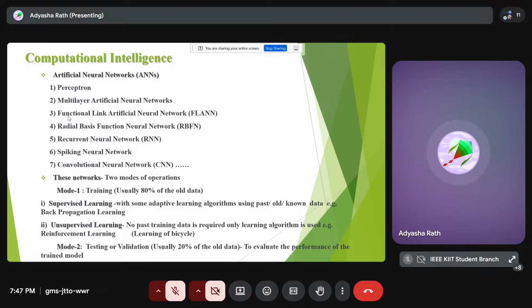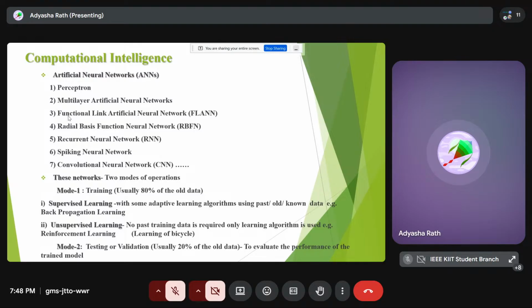Then after that, computational intelligence. Basically, computational intelligence is divided into three parts. One is ANN, like perceptron, multi-layer artificial neural network, FLANN of various types like exponential, Chebyshev, polynomial, trigonometric FLANN. Radial basis function neural network is a very simple neural network, and here we basically use different types of kernels. Kernels mean we have to change from one dimensional space to different dimensions. For example, Gaussian kernels. The most widely used kernel is the Gaussian kernel.